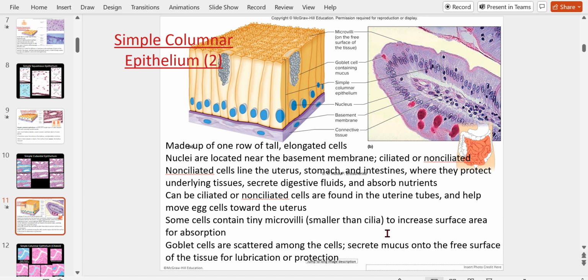They can be ciliated or non-ciliated. Ciliated cells are found in the uterine tubes and help move the egg towards the uterus. Some cells contain tiny microvilli, smaller than cilia, to increase surface area for absorption. Goblet cells are scattered among the cells. They secrete mucus onto the free surface of the tissue for lubrication and protection.